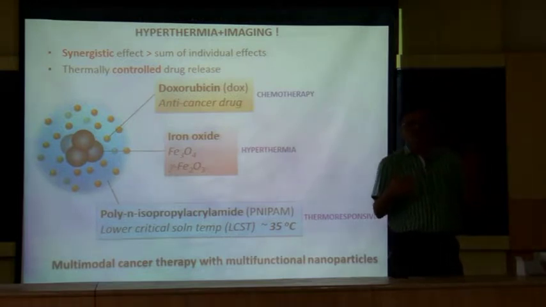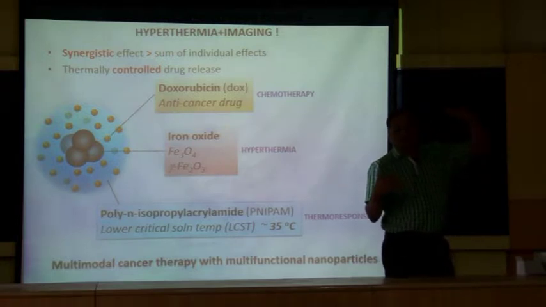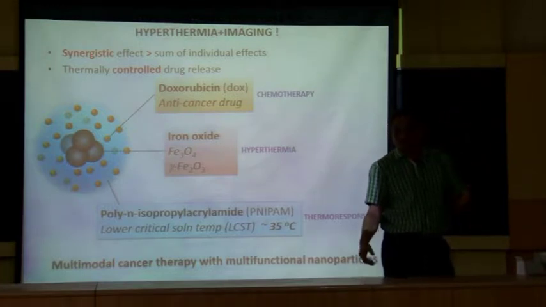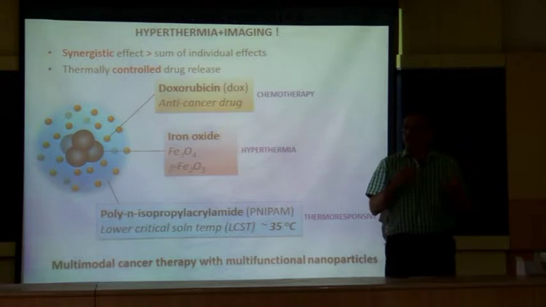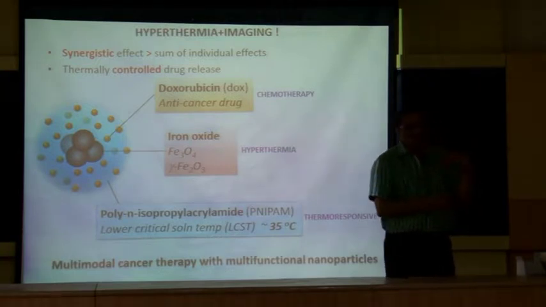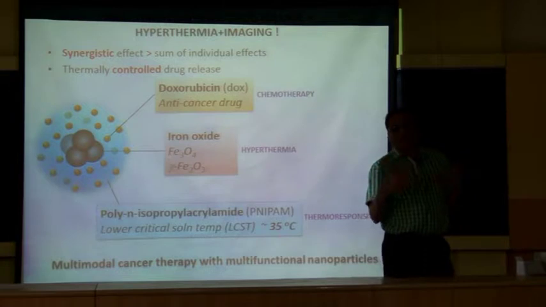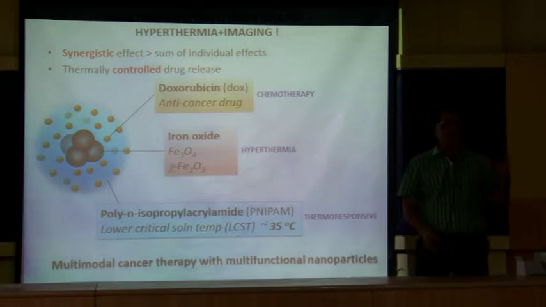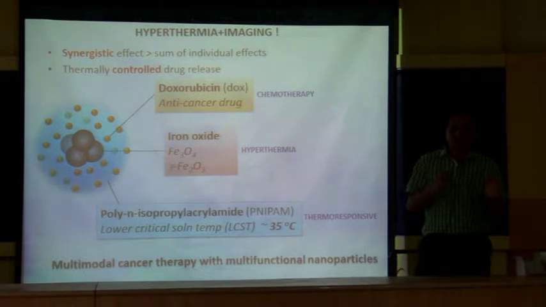At the same time, because it is heated to an elevated temperature of 43 to 48 degrees, the hyperthermia effect will also be there. So in other words, you will have two combined modalities of cancer therapy simultaneously. So there is a synergistic effect, which couples both the chemotherapy and the hyperthermia in order to achieve multimodal cancer therapy. It is well known that if you can simultaneously give two methods of cancer therapy, it is much better than giving them one after another.